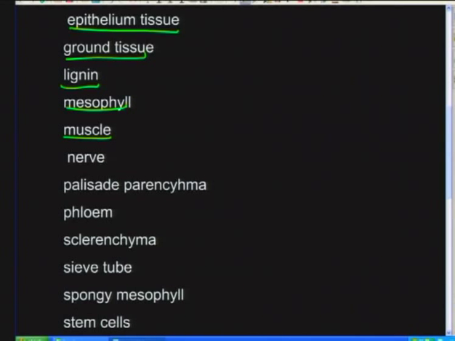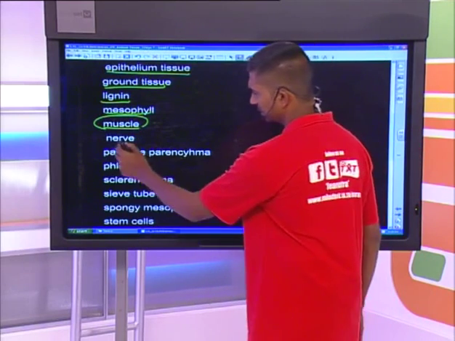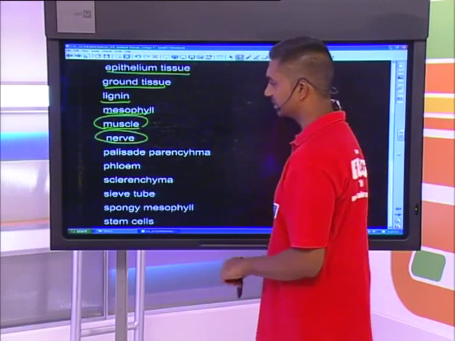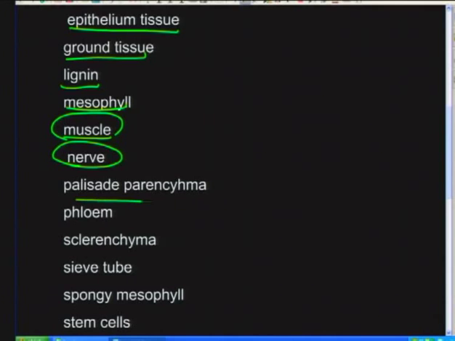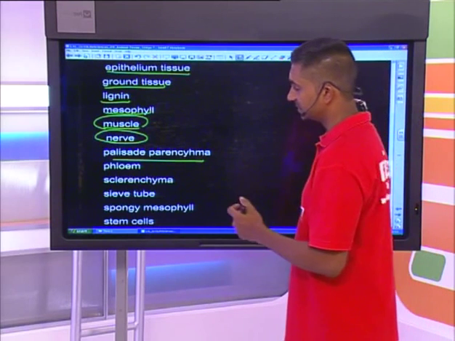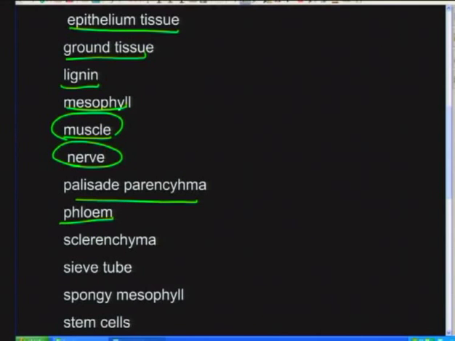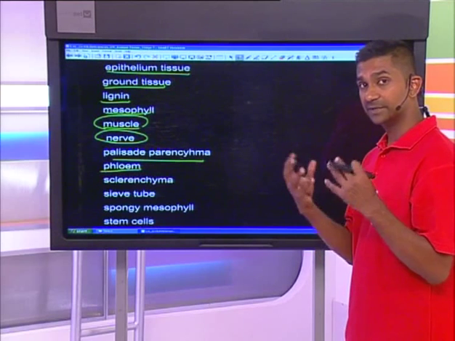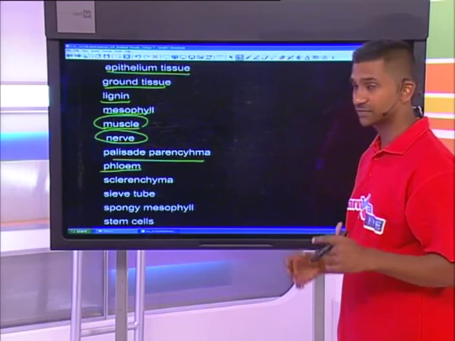Muscles we're going to discuss today. We're going to spend some time looking at different types of muscle tissue. We're also going to look at different types of nerves. We've discussed palisade parenchyma, and we said that palisade cells were the cells that were responsible for photosynthesis, and you see lots of these in the leaf. We also looked at phloem, and phloem, if you guys remember, was the tissue that is responsible for transportation of the food from the leaves, the products of photosynthesis, to the rest of the plant.